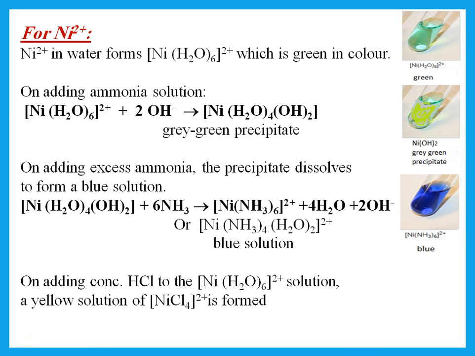What if we add concentrated HCl? Now, when we add HCl, the nickel is complexed to 4 chloride ions with an overall charge of 2 minus. This is a yellow solution. Please remember the colors.